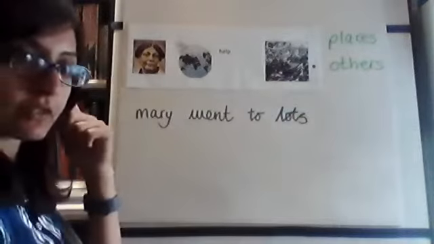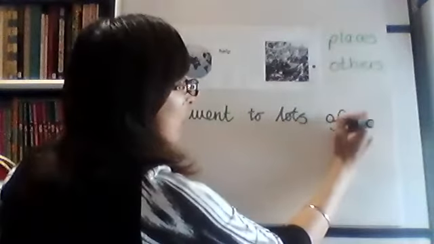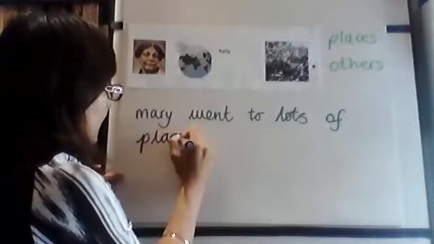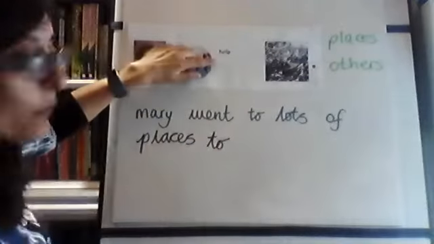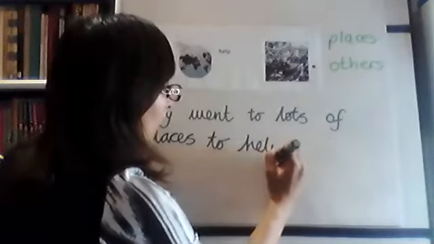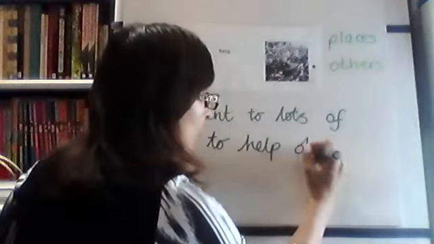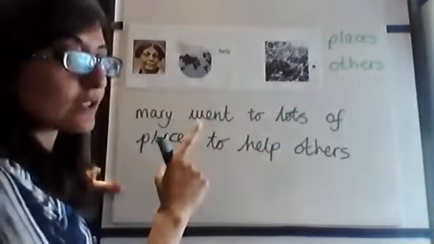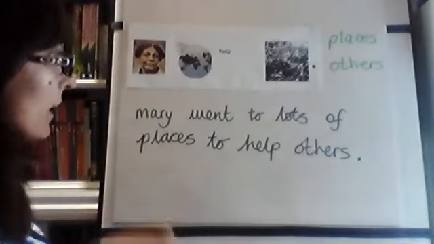I'm going to read what I've written so far just so I don't forget. Mary went to lots of places. Oh, I know places, I can use a spelling up there. Mary went to lots of places to help. We've got another word, helping hand there. Mary went to lots of places to help others. And others is already in my word bank up there. And a little reminder for me to full stop. There we go. Mary went to lots of places to help others.